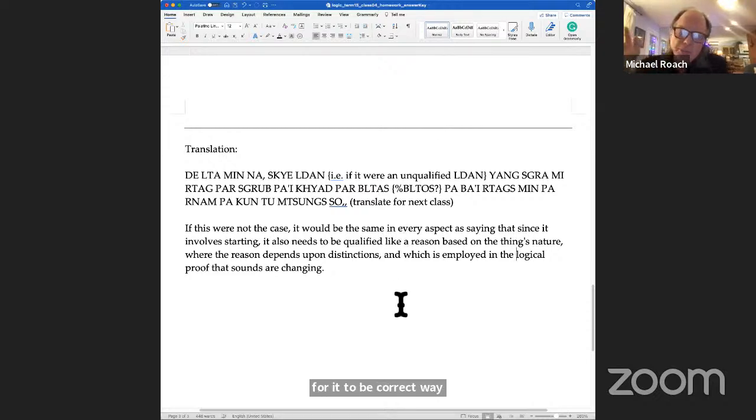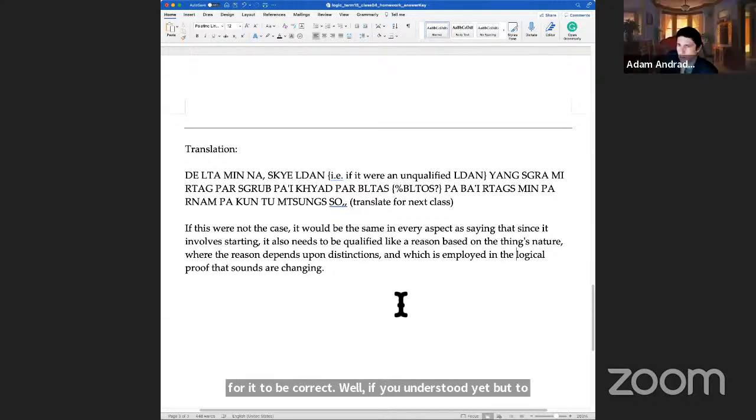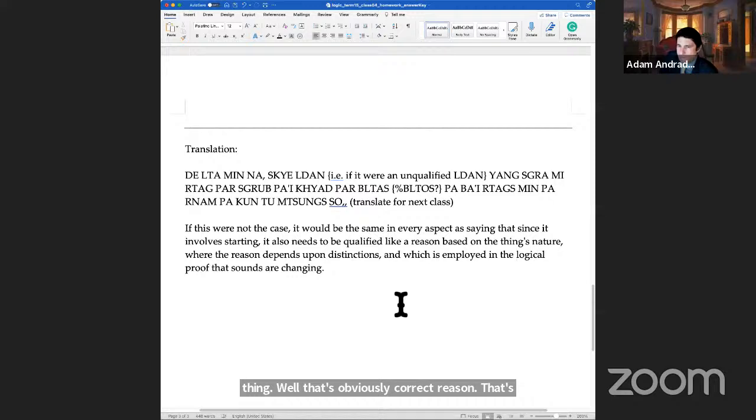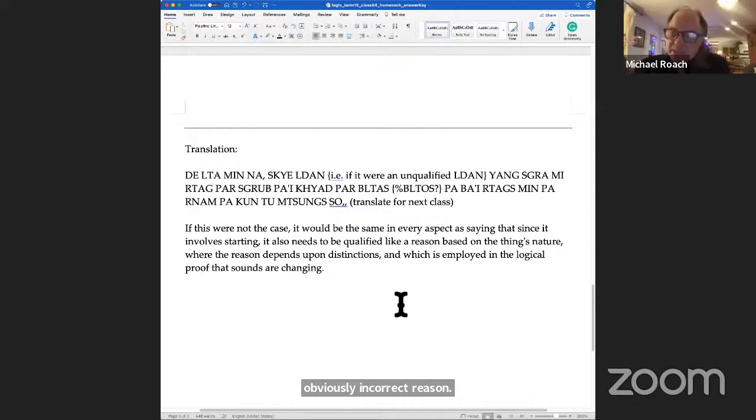Well, if you understood yepa to mean ngopor yepa, take sound, it's a changing thing because it exists as a working thing. Well, that's obviously a correct reason. Okay. If when you say yepa by itself, everyone thinks you mean exists as a functioning thing, then you're covered, right? Then it's a kepa tapawa. It depends on some kind of feature or some kind of qualification. Okay, are we good?